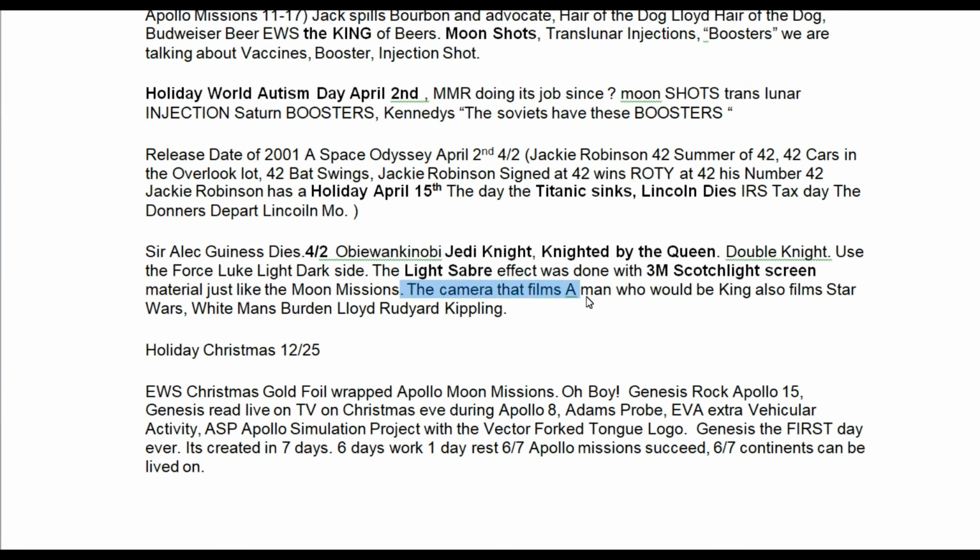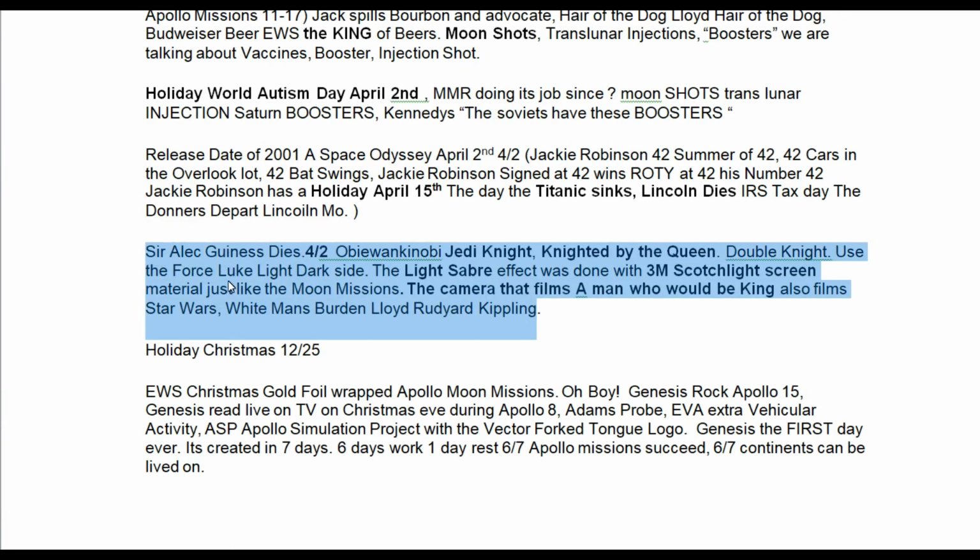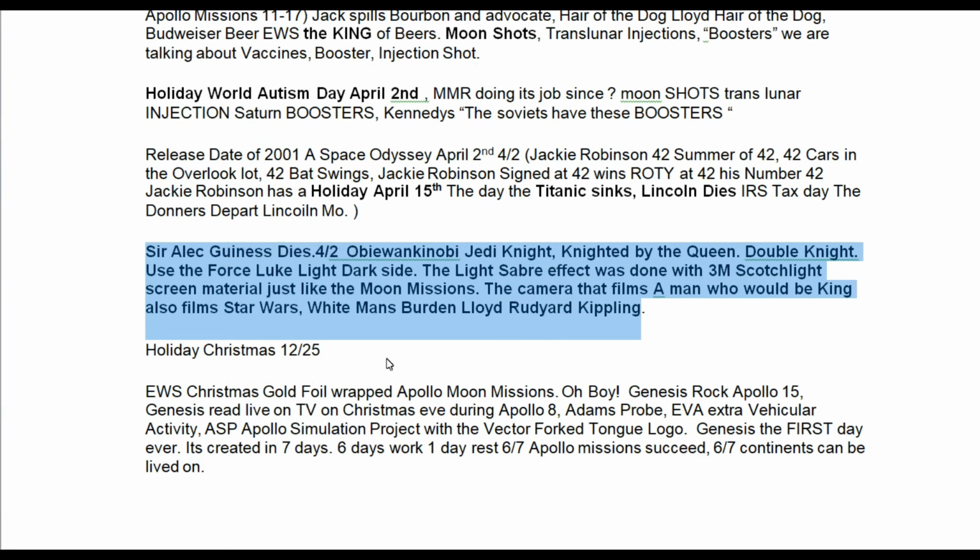And also the camera that films A Man Who Would Be King is the same camera that films Star Wars. So we have connections into White Man's Burden, Lloyd, White Man's Burden, which is a Rudyard Kipling creation about imperialism. And of course, Rudyard Kipling's connection to A Man Who Would Be King. So it's a roundabout connection to connect all of this together in one big glob.